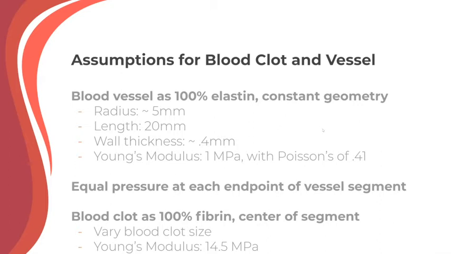The inlet pressure would equal the outlet pressure of the blood vessel. So as the blood goes through the inlet, reaches the blood clot, and then comes out, we're treating those as equal pressure at each endpoint. Along with that, we're treating the blood clot as 100% fibrin, located in the center of the blood vessel segment. And with our project, we're going to have various simulations because we will be doing various blood clot sizes, with the Young's modulus of the blood clot equal to 14.5 megapascals.